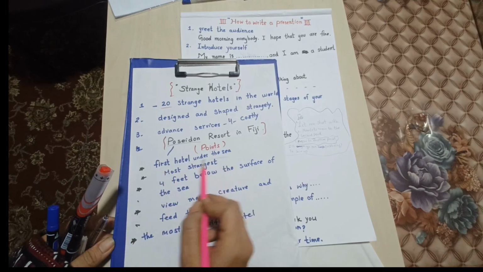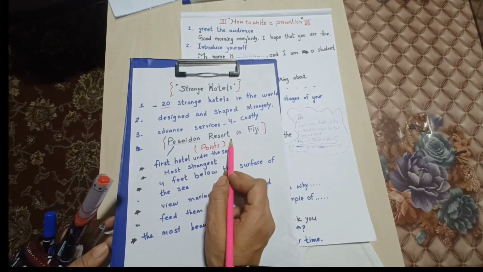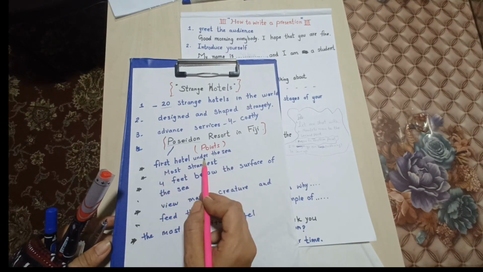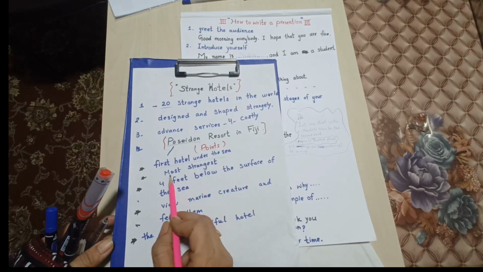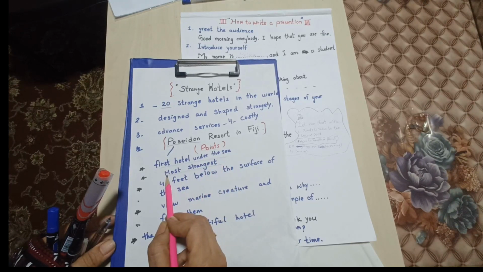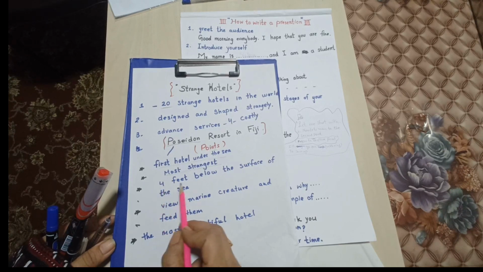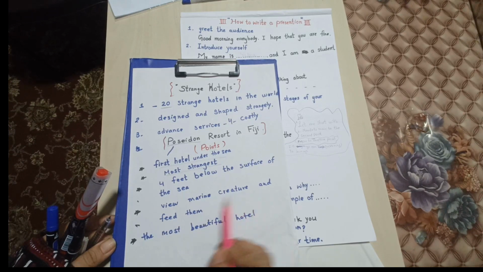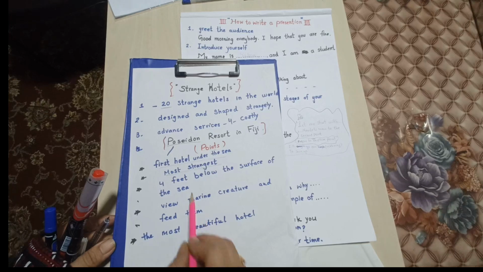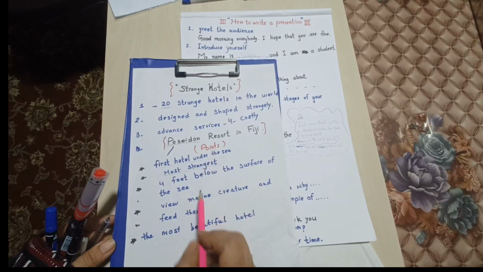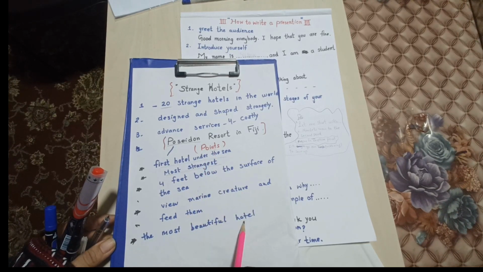Some information about the Poseidon Resort in Fiji: it is the first hotel under the sea. It is the strangest in the world. It is 4 feet below the surface of the sea, and you can view marine creatures and feed them from this resort. It is the most beautiful hotel.